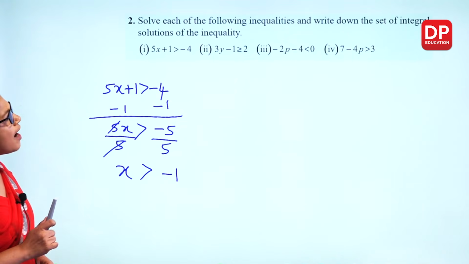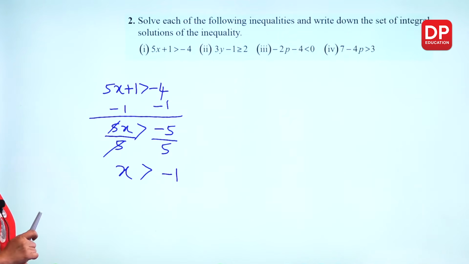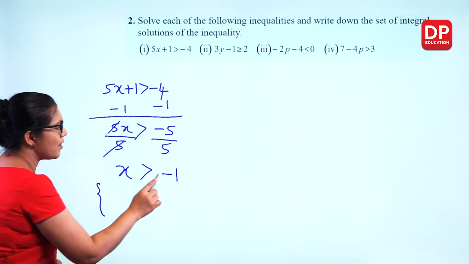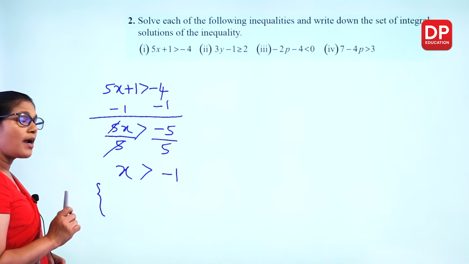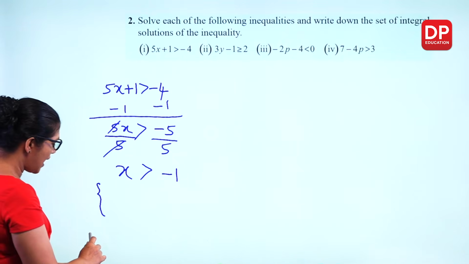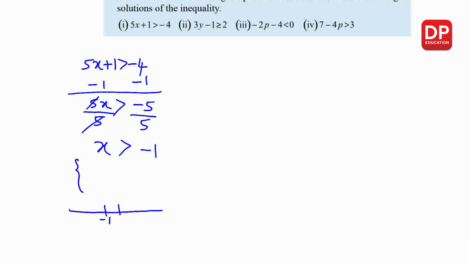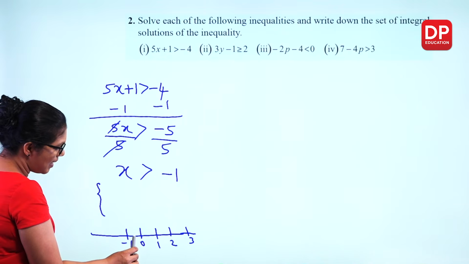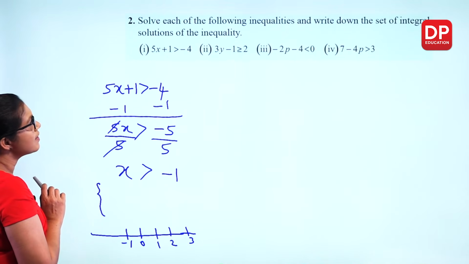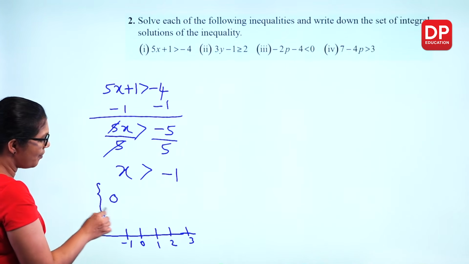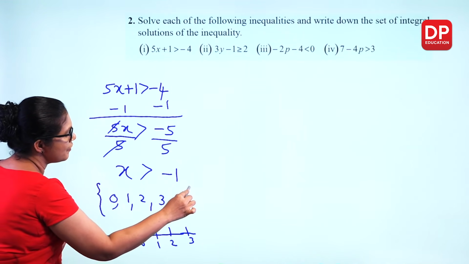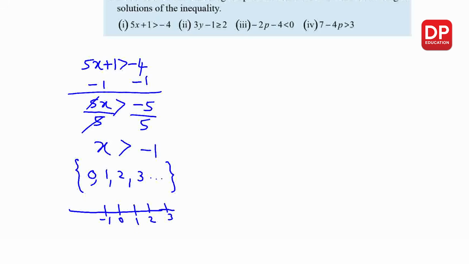So they are asking for the set of integral solutions. What are the solutions that satisfy this inequality? Minus 1 is not included. When you take the number line, what's the next number? 0, 1, 2, 3 like that. Here greater means right hand side. That means what are the integral solutions? You can take 0, 1, 2, 3 and you can put 3 dots to represent that this is continuing.